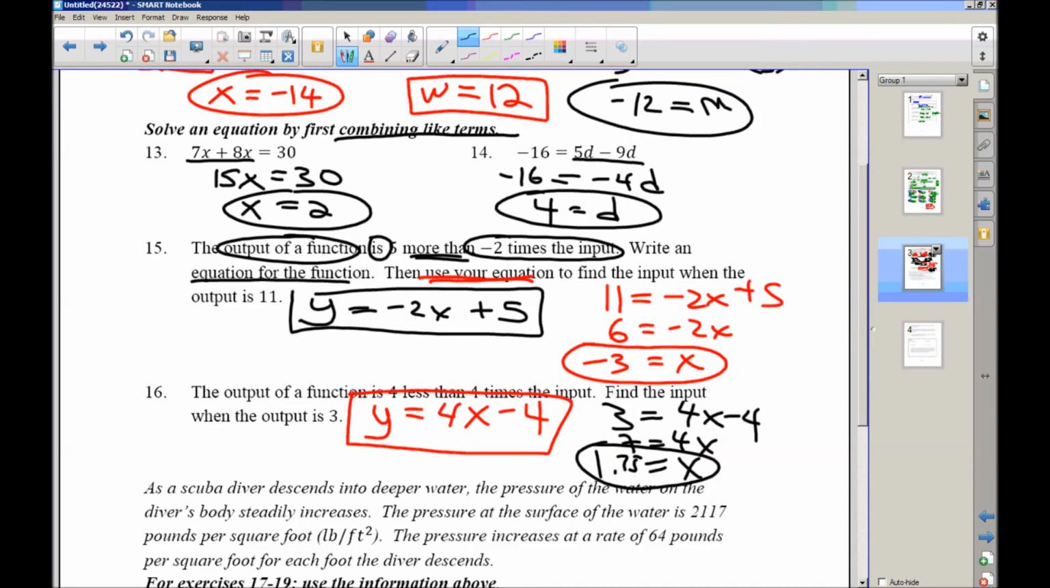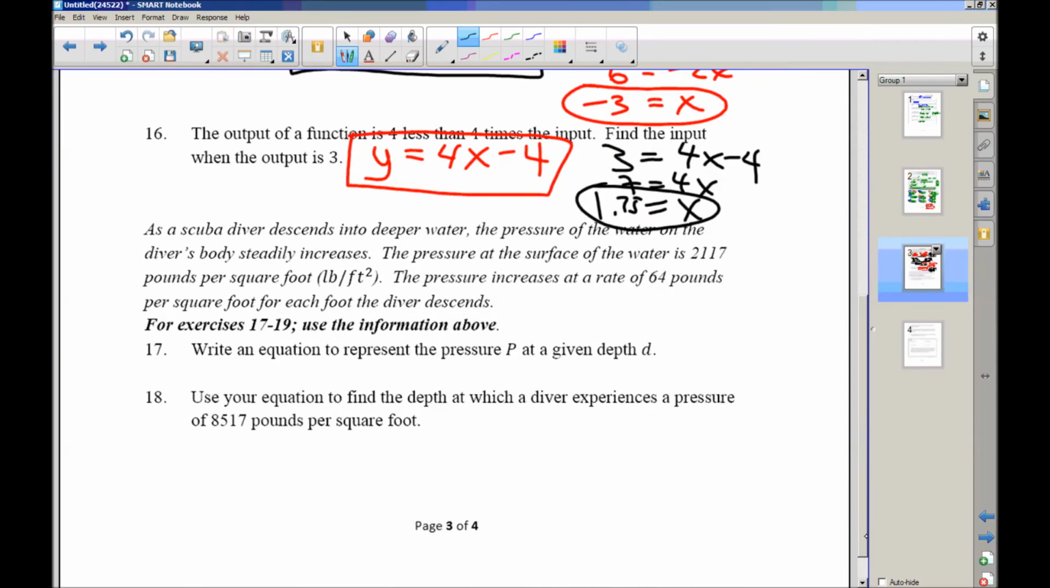Okay. All right, we have 2 more problems, although the next one kind of combines a couple problems into one. All right, a scuba diver descends into deeper water. The pressure of the water on the diver's body steadily increases. So as you go farther down, there's more water pushing on you. That's why you feel the pressure in your ears when you go underwater.